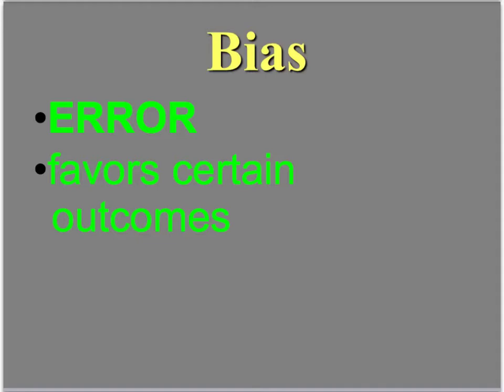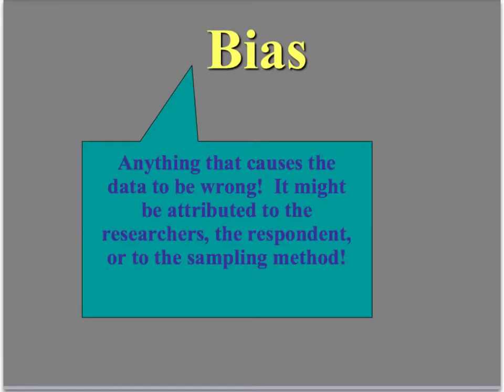Bias is a form of error that occurs when we're sampling and doing studies in statistics because it causes your results to have a favored outcome. It's dangerous in statistics because if you have bias present in your sampling and in your study, then your study is not accurate and is not well received. Anything that causes your data to be wrong is bias.